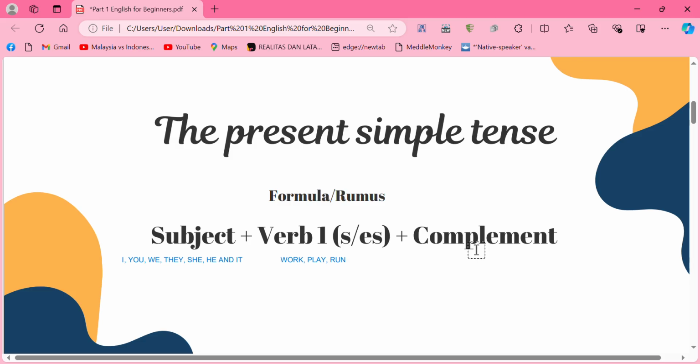Bagaimana dengan complement atau pelengkap? Pelengkap bisa juga dengan keterangan waktu, keterangan tempat, ataupun sifat ya. Contohnya keterangan waktu. Ya. Waktunya jam berapa? Misalnya at 9 o'clock. Ataupun bisa keterangan tempat, at school. Oke.